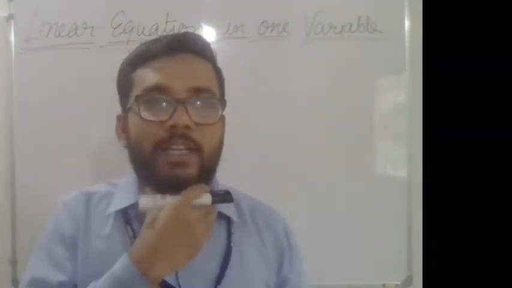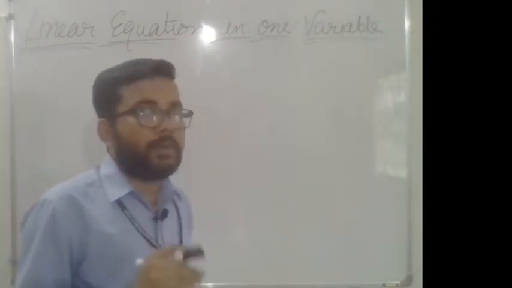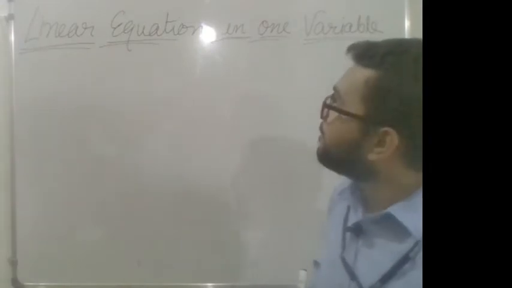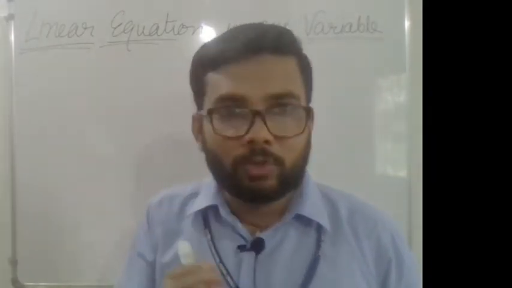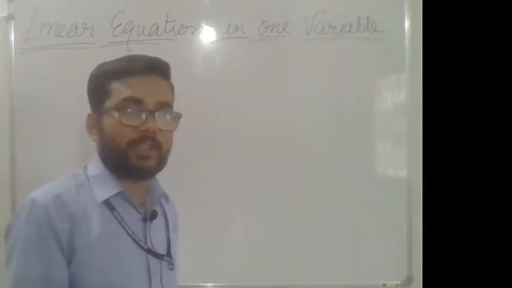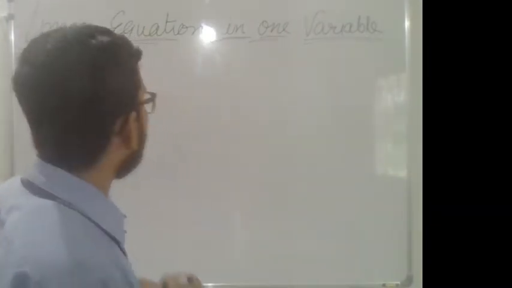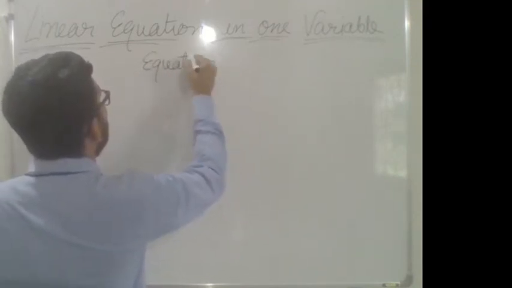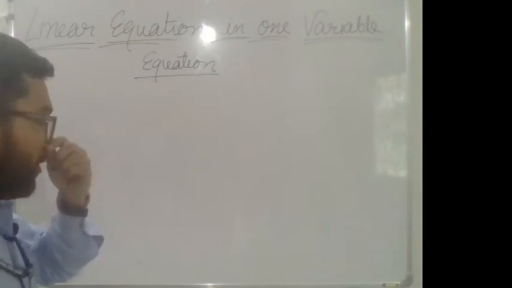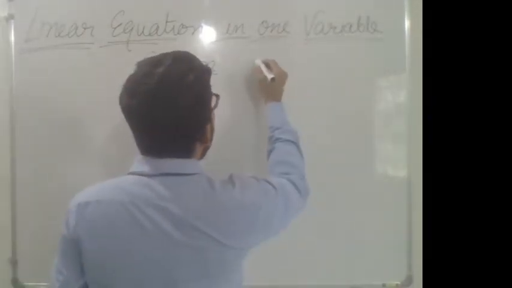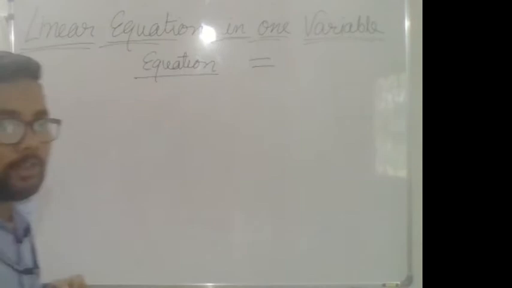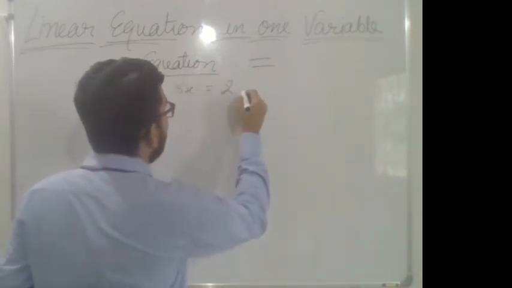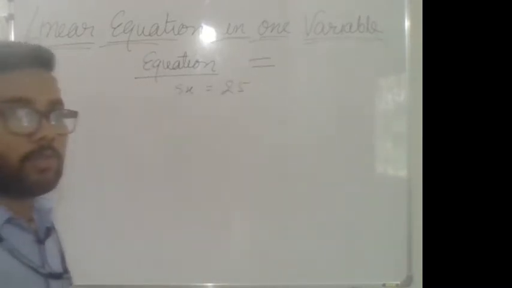So now, linear equation in one variable. The basic things about this chapter, you must know. The equation which you have already learned in the previous class, class 7, in the chapter simple equation: an equation is simply represented by the sign of equality. If you see the example, 5x is equal to 25.